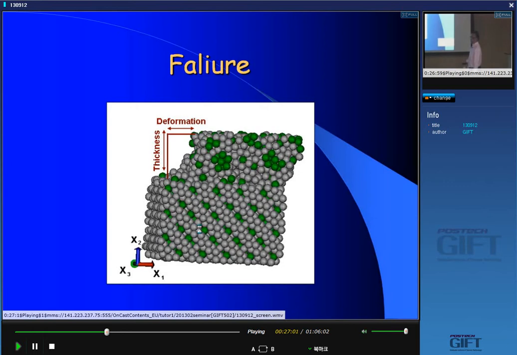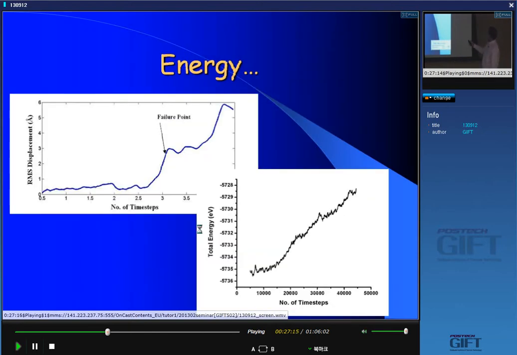Okay? We can keep on doing it. If we do the simulation further, ultimately you can literally see the atoms just flying out. You don't want that. That doesn't happen in real life. Okay? So we have to stop it at some point, examine that, and look at it. All right? So this is what we are doing.